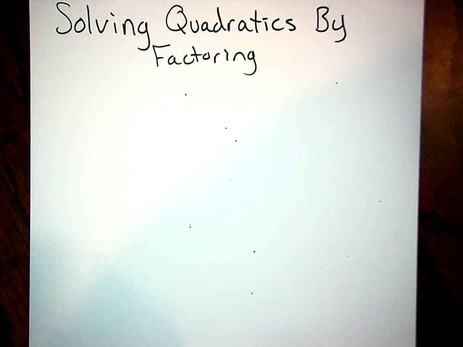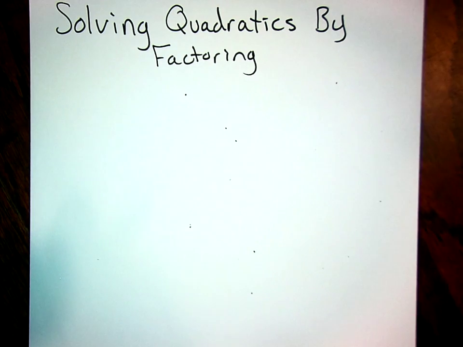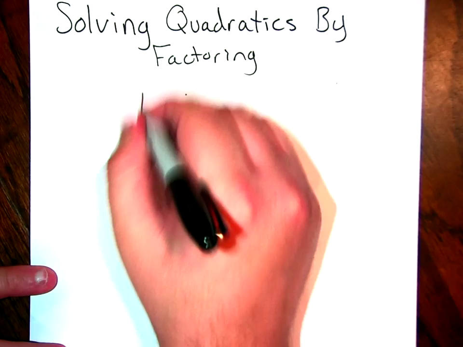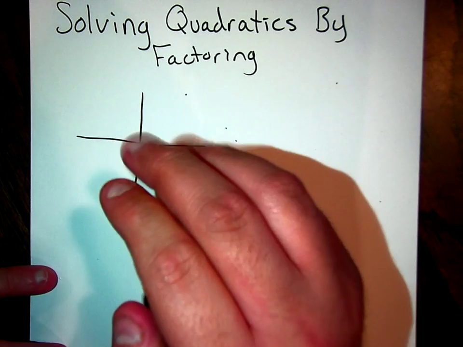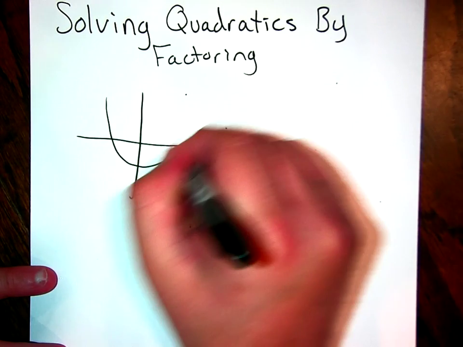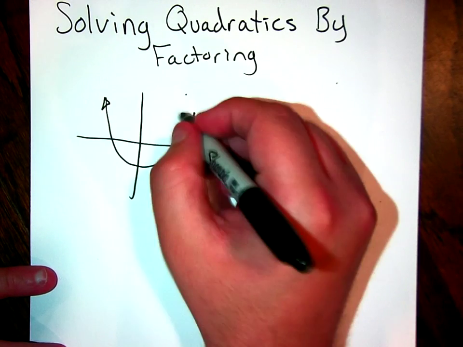Now remember, a quadratic equation, when graphed, is going to look like a bowl. It's either going to open upwards or downwards like this. It's going to extend forever.